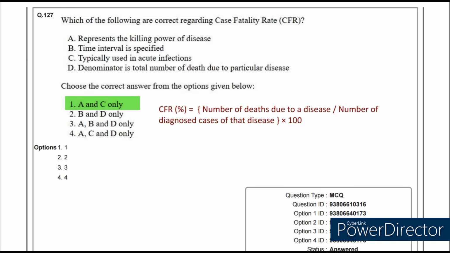Again a very easy and direct question. The correct option should be that it represents the killing power of disease, and the next option should be typically used in acute infections. So case fatality rate is nothing but the number of deaths due to a disease divided by the number of diagnosed cases of the disease multiplied by 100. It is very important. Please remember the formula.